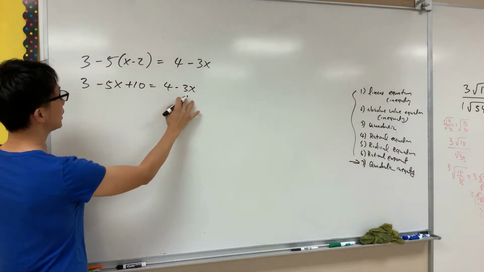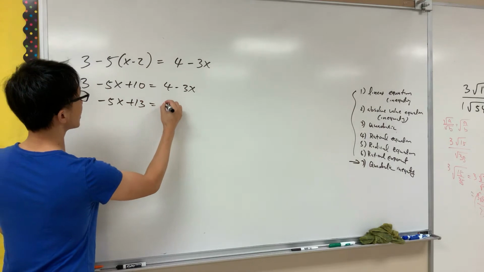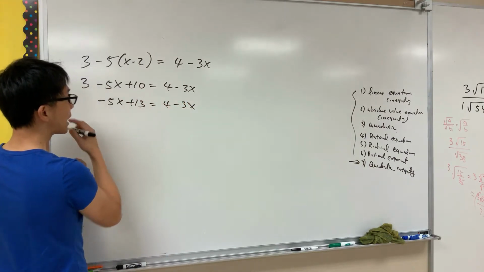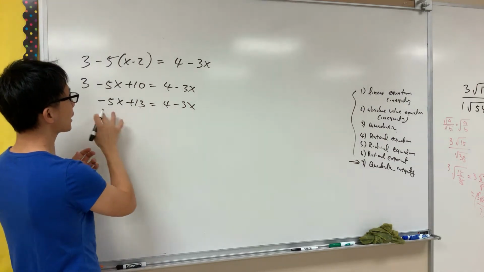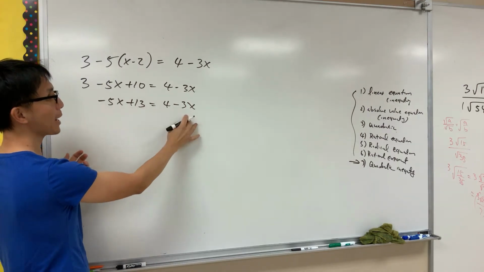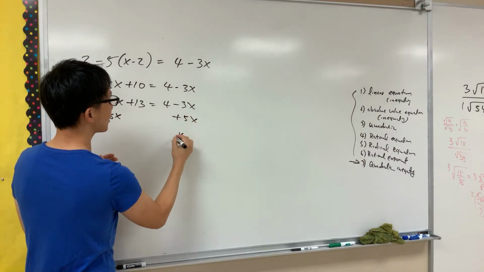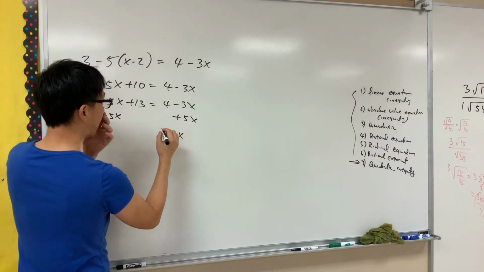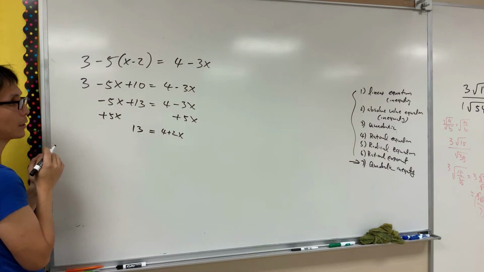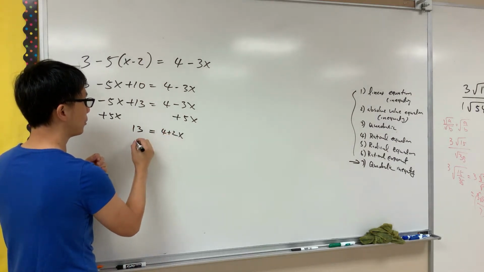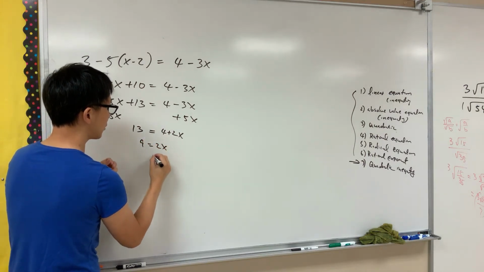Now I'm going to simplify this. That's going to be minus 5x plus 13, equal to 4 minus 3x. Now I prefer my x to be positive. I can add 3x on both sides, or I can add 5x on both sides. I'm going to add 5x on both sides because that way x is positive, and I don't have to do anything other than that. So 4 minus 13, it's going to be what? 9 equal to 2x, and x is equal to 9 over 2.